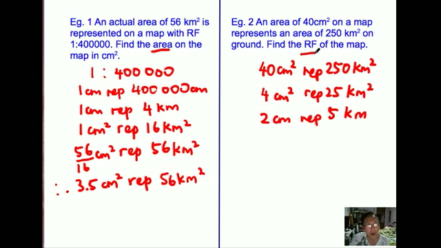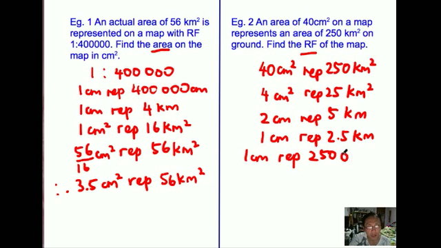And in order to find the RF, we must first find what 1 cm represents, which is 2.5 km. And changing both sides to cm, we have 1 cm representing 250,000 cm. And dropping the cm, we have the RF 1:250,000. This concludes the lesson on scale. Thank you.